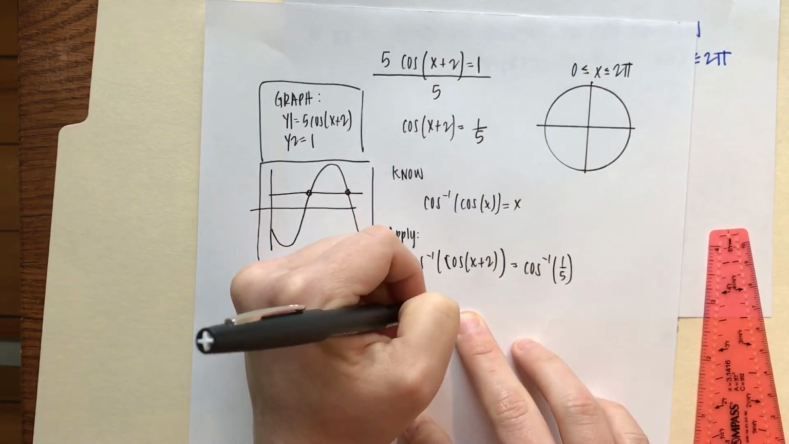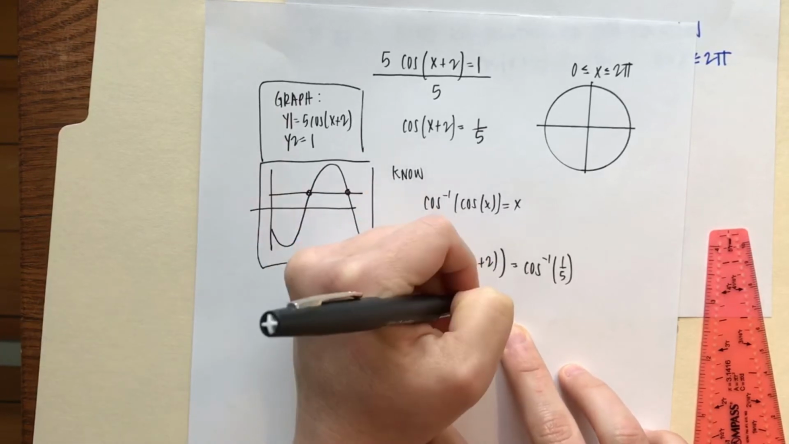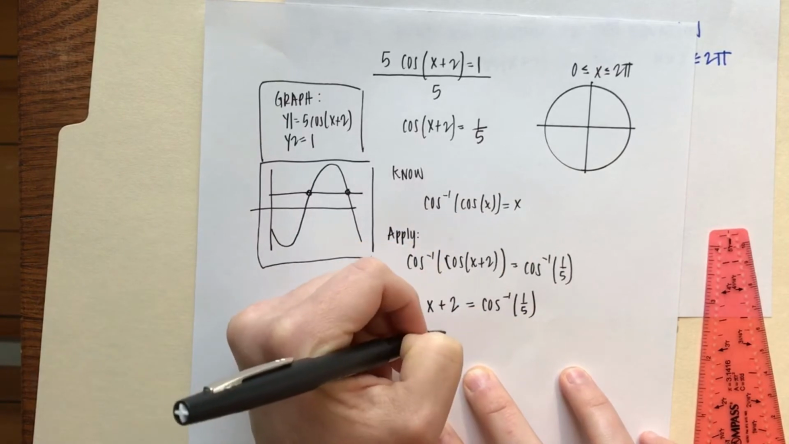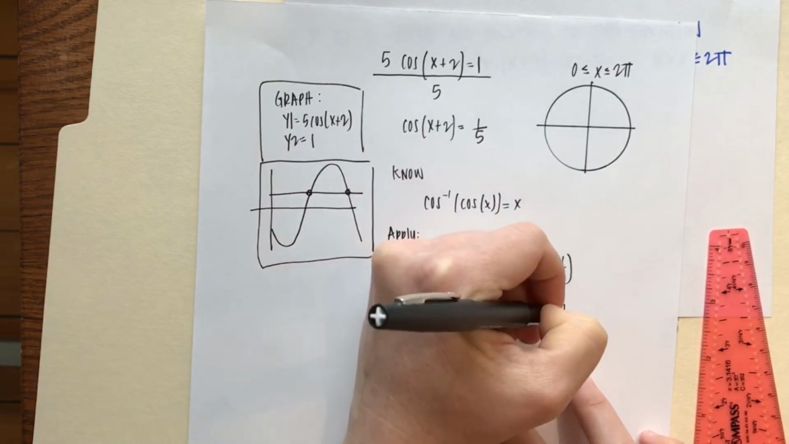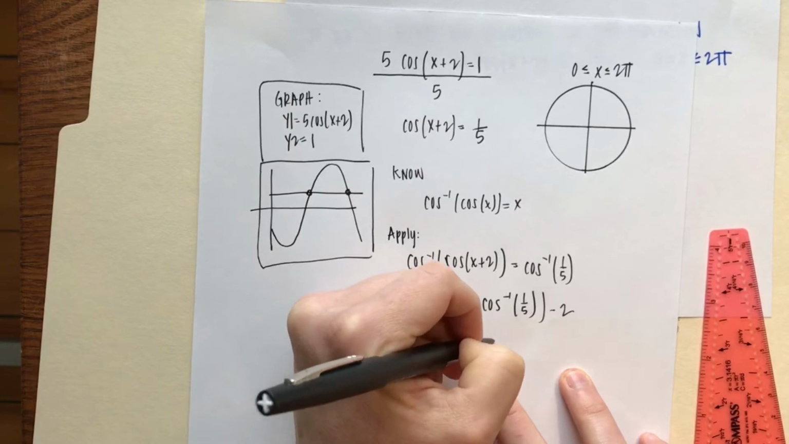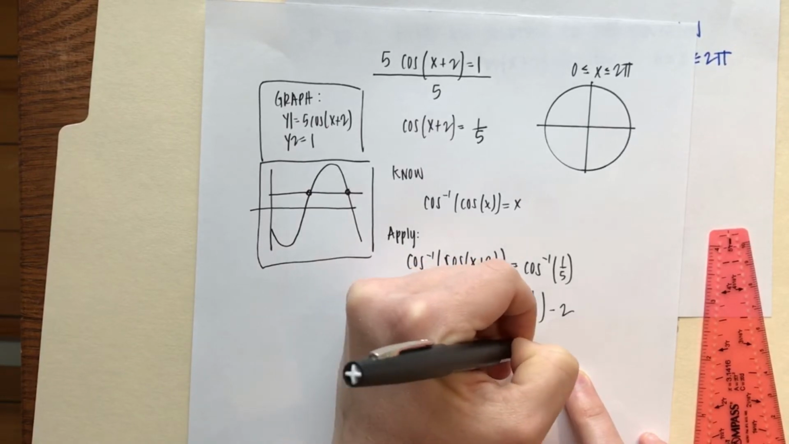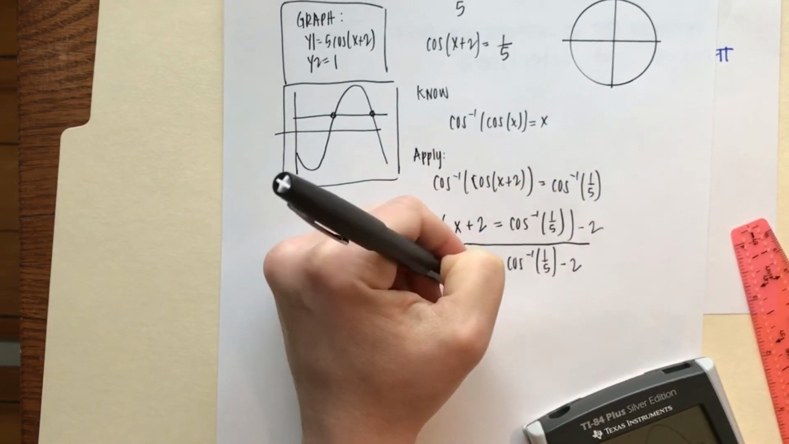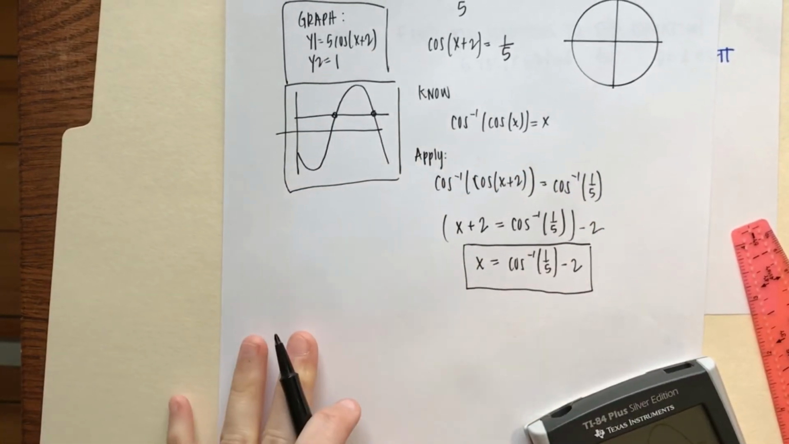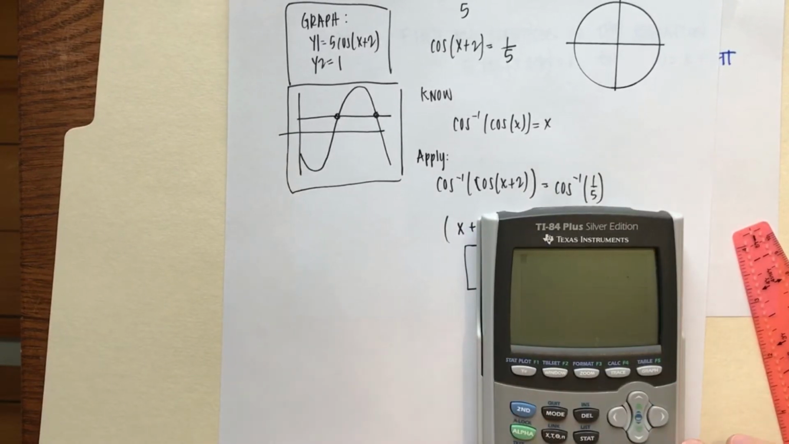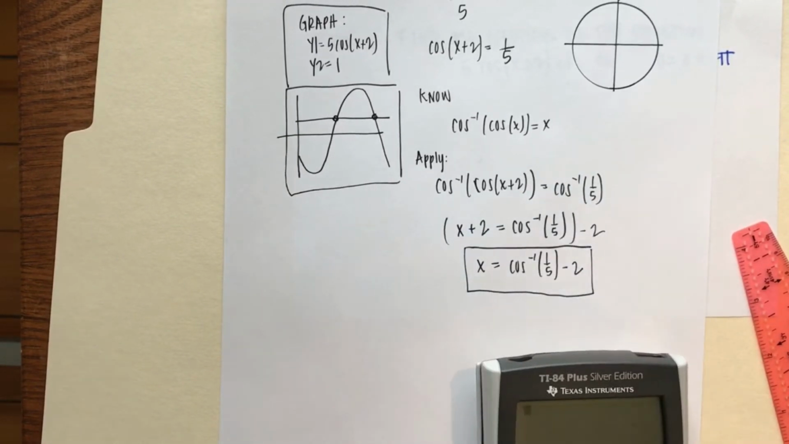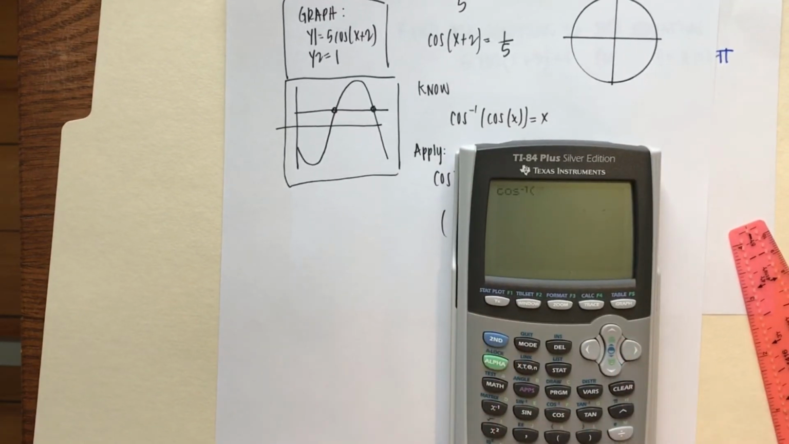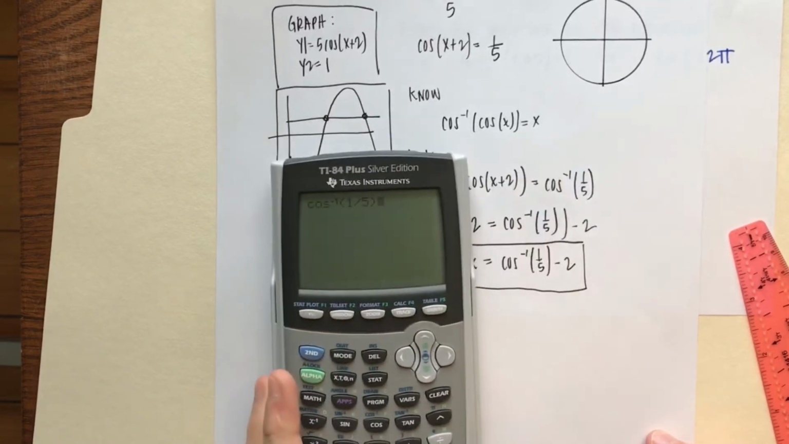Since this is an identity, we have x plus 2 on the left-hand side of our equation and cosine inverse of 1/5 on the right. We're almost there. Subtracting 2 from both sides of the equation, we get x equals cosine inverse of 1/5 minus 2. We're still in radian mode, so this is our exact answer, but we can find approximate solutions by computing that. So again, I'm in radian mode, so I have cosine inverse of 1/5 minus 2.